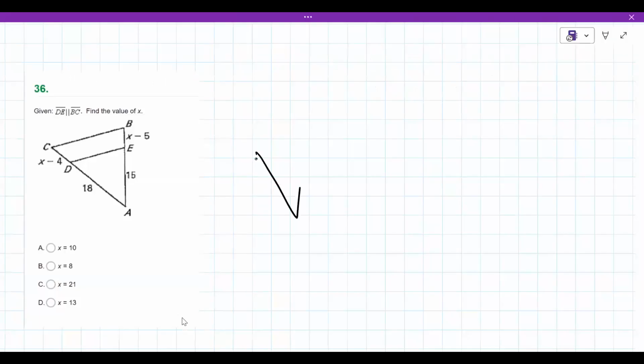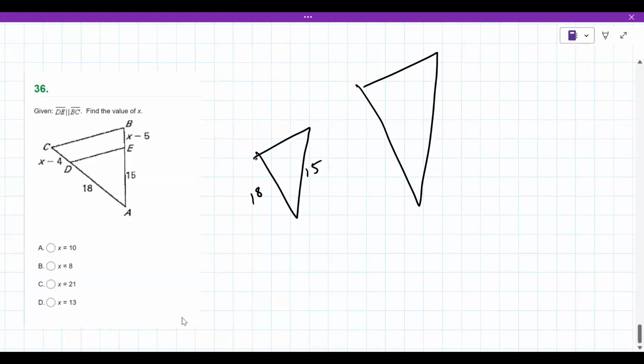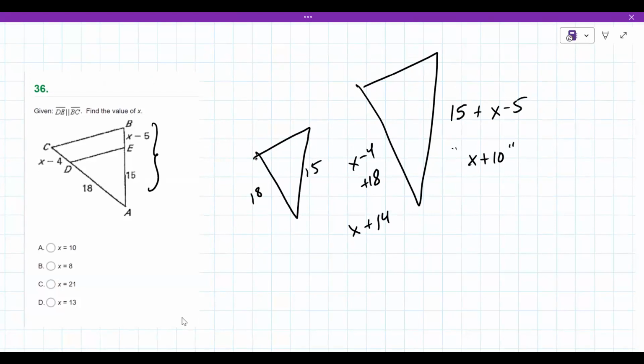All right, so again, I'm going to break apart. There's two triangles, 18 and 15. And then the bigger one is, unfortunately, we've got to add these two together. 15 plus x minus 5, which becomes just x plus 10. And then the other one is x minus 4 plus 18, which becomes x plus 14.